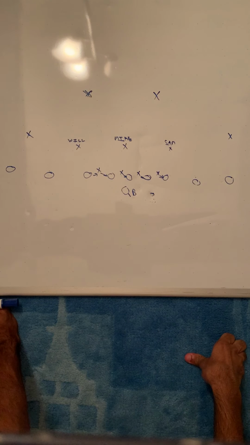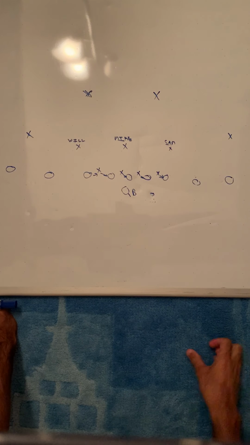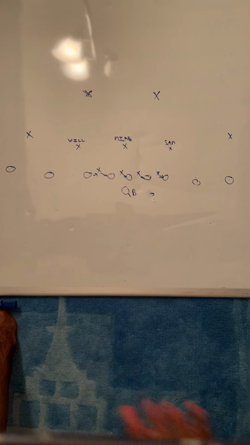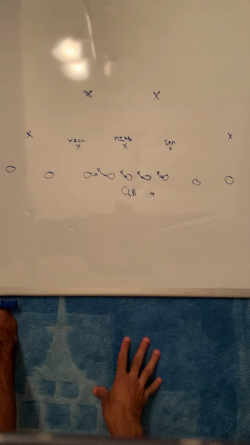One of the simplest types of zone coverage you can play is called cover 2. You have things like cover 2, cover 3, cover 4. Sometimes you can even mix in a bit of cover 6, which we'll get into much later, in a different video. But for now, this video is going to be mainly focused on cover 2.